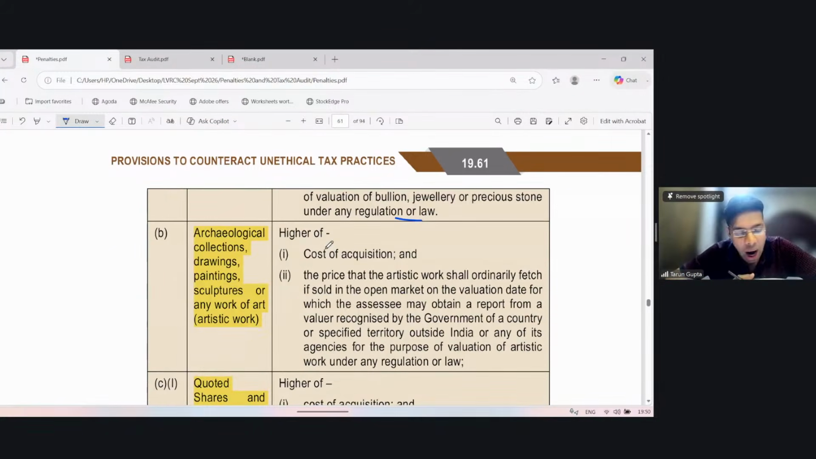Similarly, for archaeological collection, drawing, painting, sculpture, any work of art, artistic work, the value for black money shall be the higher of the cost or the price that such artistic work would fetch if sold in the open market on the valuation date. Similar to bullion, you can obtain a valuation report here also from any valuer who is recognized by the government of the foreign country.